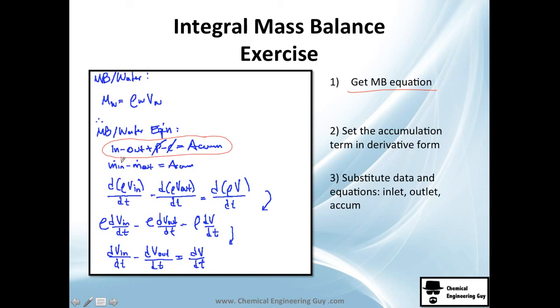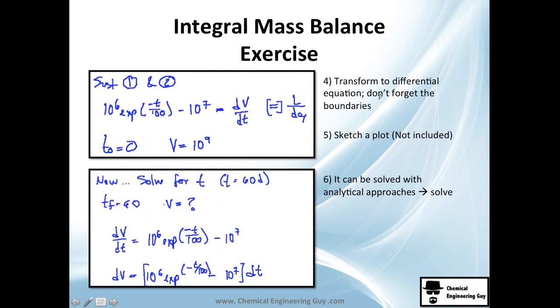I don't like to use these, so I use these letters. They look cool. Now, number 2, set the accumulation term into a derivative. So actually it's here, this is my derivative of accumulation. Substitute data and equations. I have this here: this is inlet, this is outlet. We take out densities and we get to this final equation. We are going to talk about volumes, which is cool because density is constant.